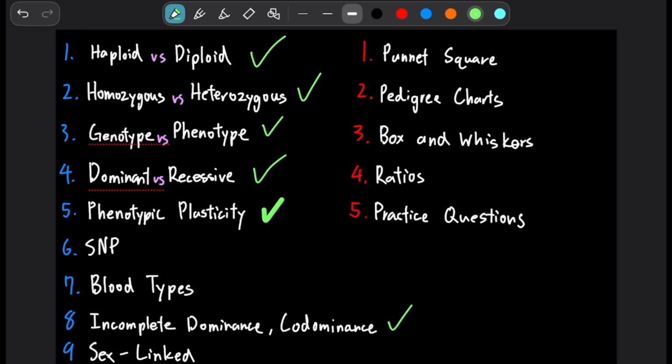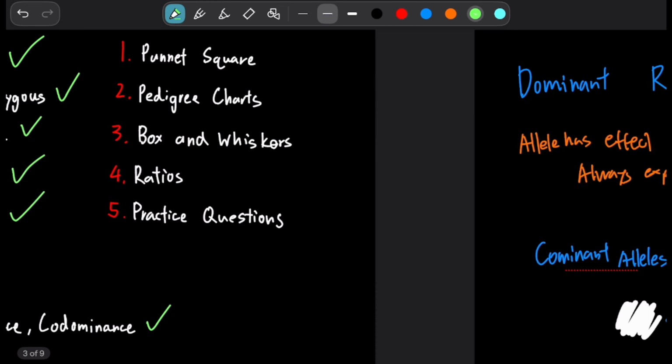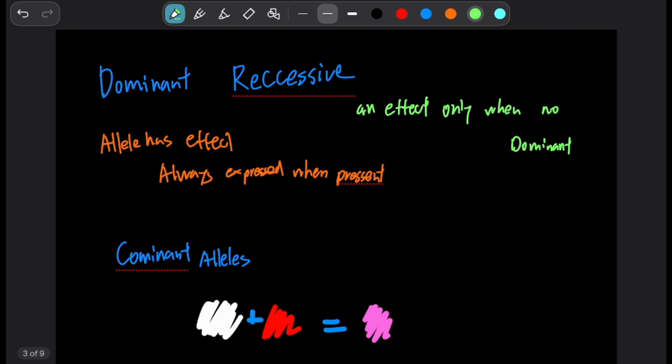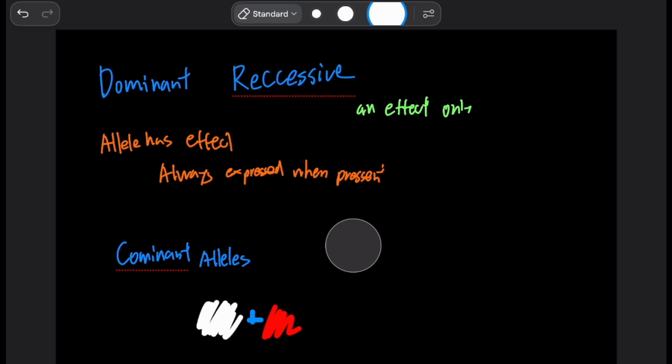Phenotypic, plus why is it so thick? Phenotypic plasticity. So this is a concept. Okay, so that's not the right one.